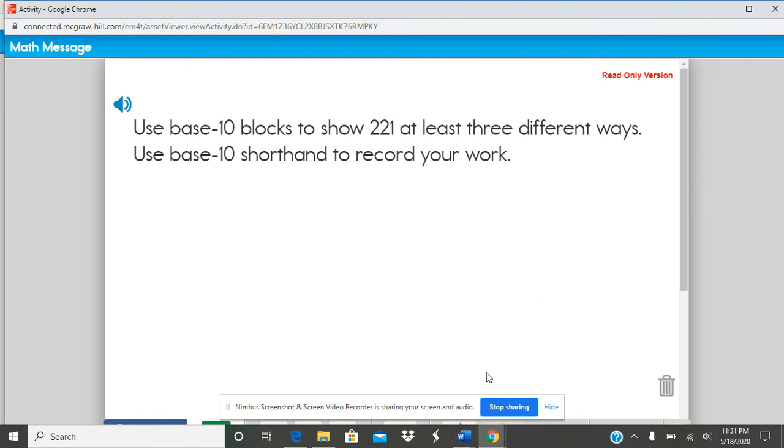Remember, our hundreds are just a large square, our longs or tens are just a straight line, and our ones or our cubes are a small square. No need to get fancy here. You are definitely going to need to pause the video. You're going to need a few minutes to do this. And when you're ready, unpause and we'll talk about the answers you came up with. You're making the number 221 using base 10 blocks 3 different ways.